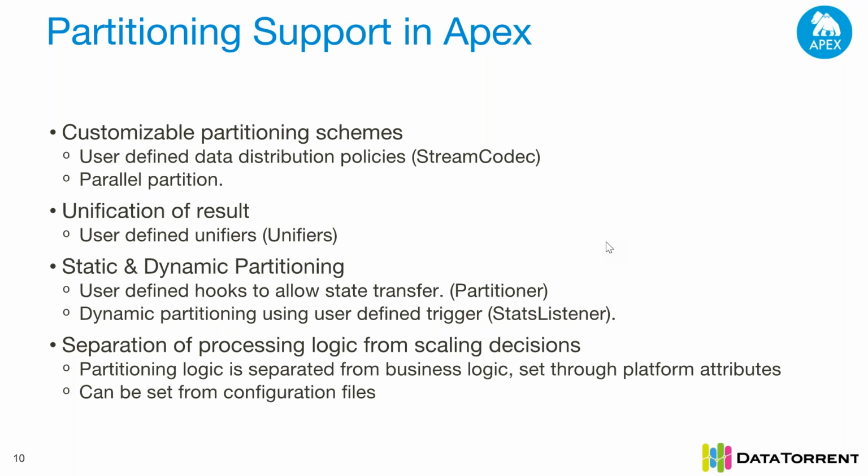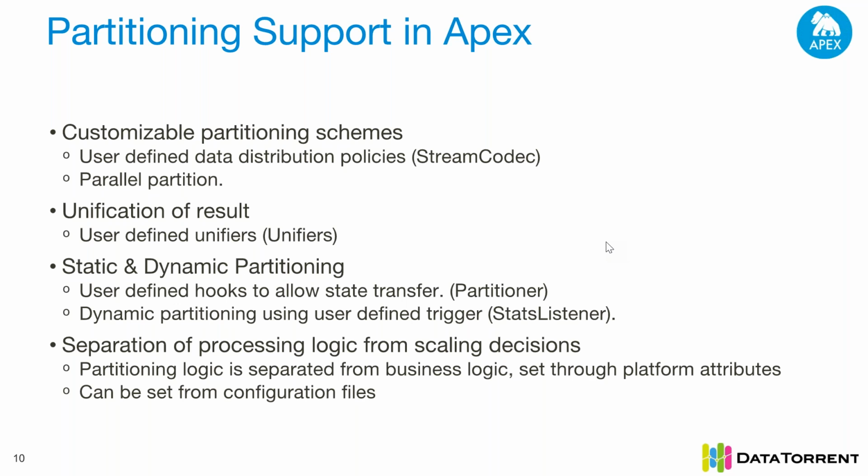Finally, you generate the unified results for the next operator. For that, Apex allows you to have your own custom unifiers, which can do the job for you. If you're not providing any custom unifier, then the platform will insert its own default unifiers in the system. Next, Apex allows you to have static and dynamic partitioning. In the case of static, you can specify how many partitions you want for the particular operator and what type of distribution policy you want for it at launch time.